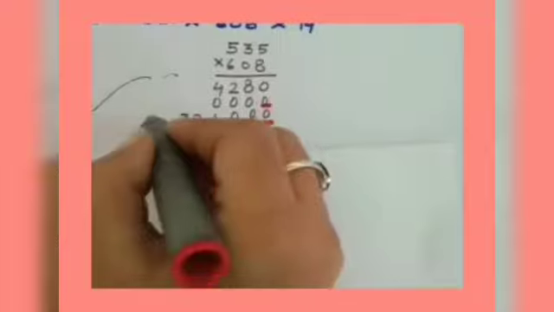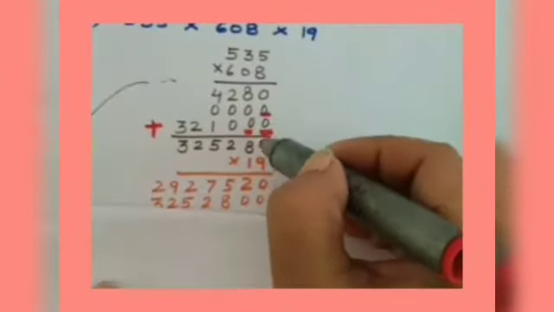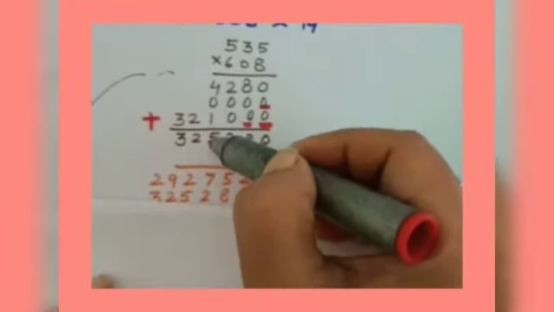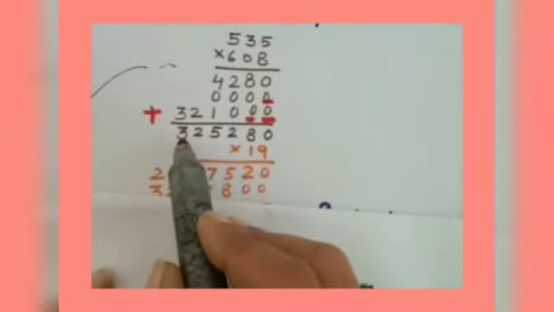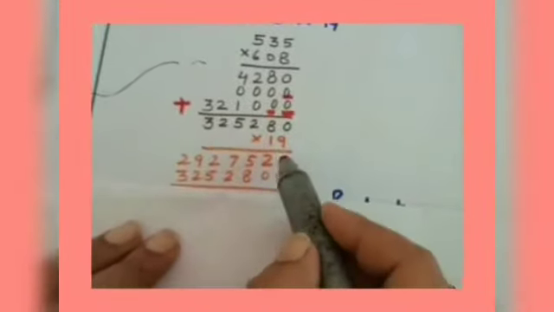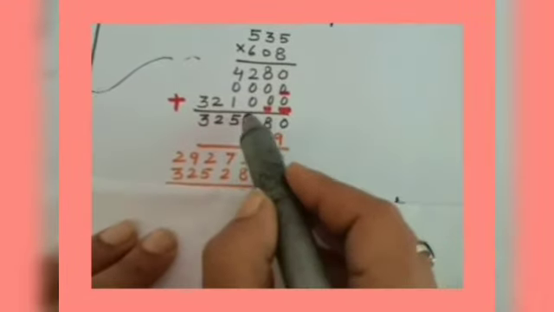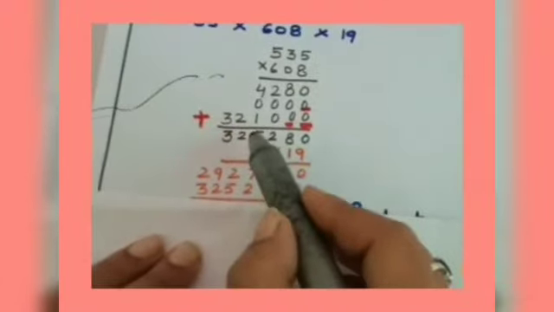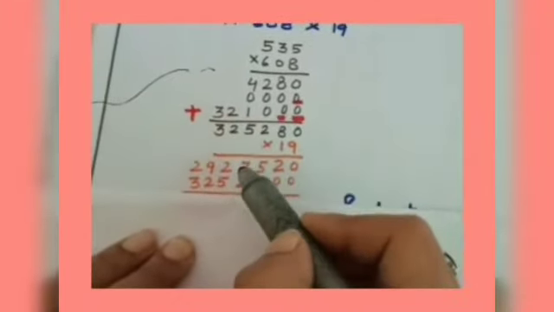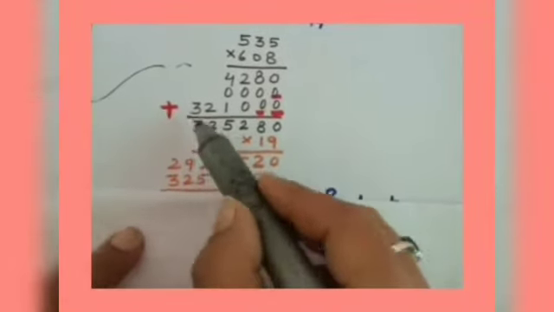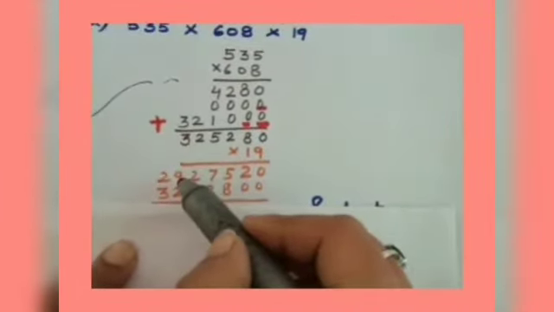Now adding all these three products, so 0 0 0 makes it 0, 8 plus 0 is 8, here 2, 4 plus 0 plus 1 is 5, 2 and 3. So the product is 3,25,280. Now this product is to be multiplied by the third number, that is 19. So 9 zeros are 0, 9 8s are 72, 2 here 7 carry, 9 2s are 18, 18 plus 7 is 25, 5 here 2 carry, 9 5s are 45, 45 plus 2 is 47, 7 here 4 carry, 9 2s are 18, 18 plus 4 is 22, 2 here 2 carry, 9 3s are 27, 27 plus 2 is 29.